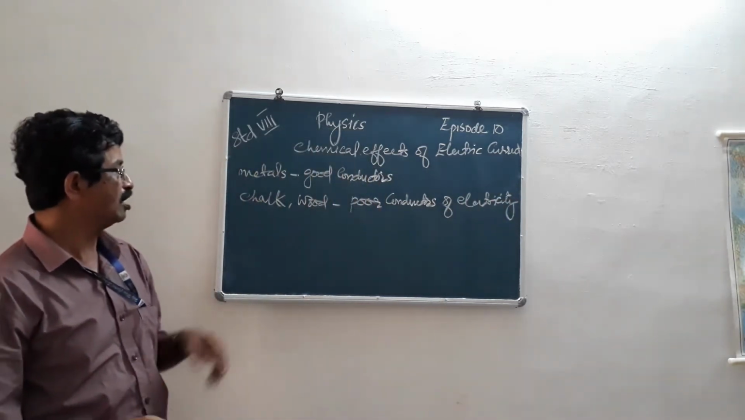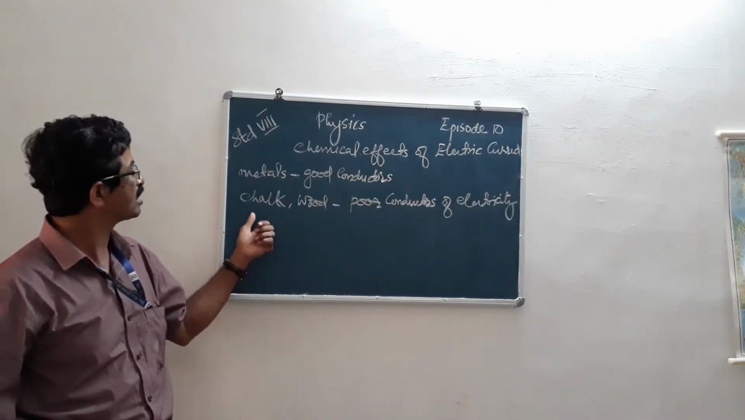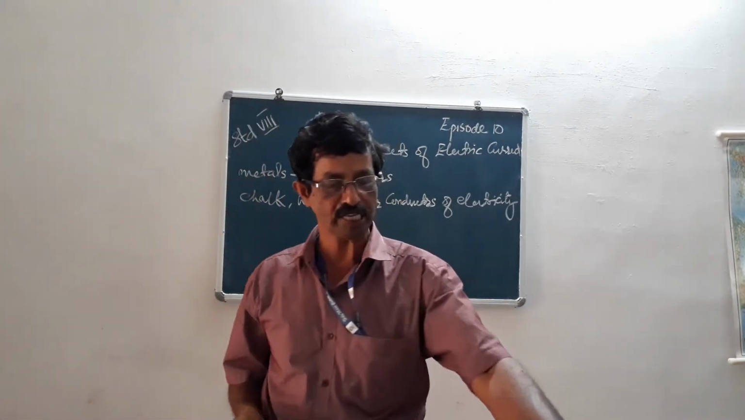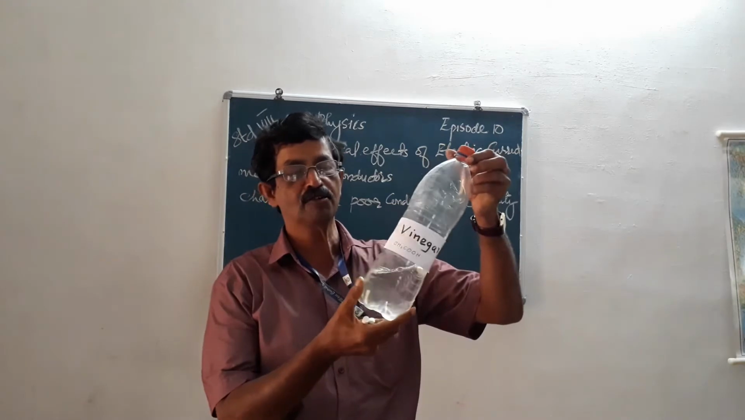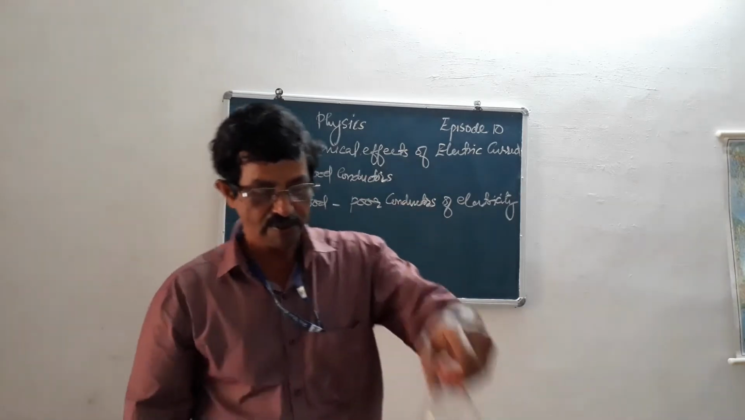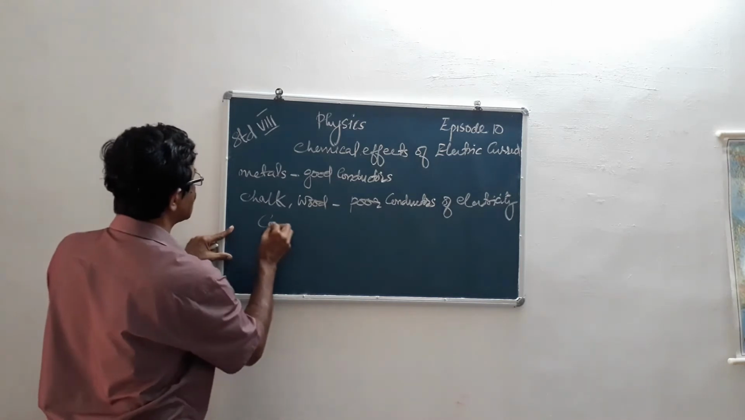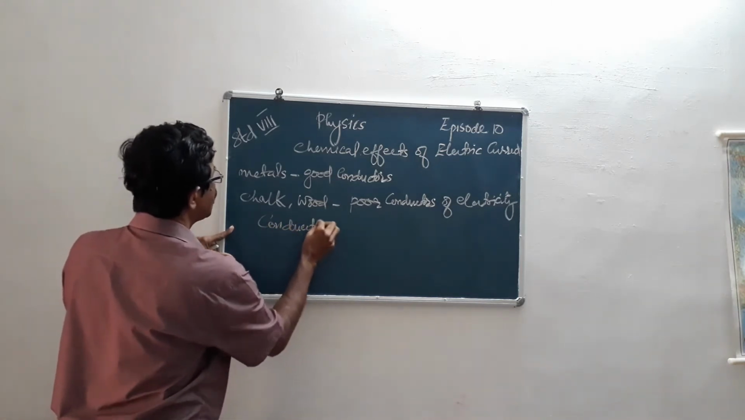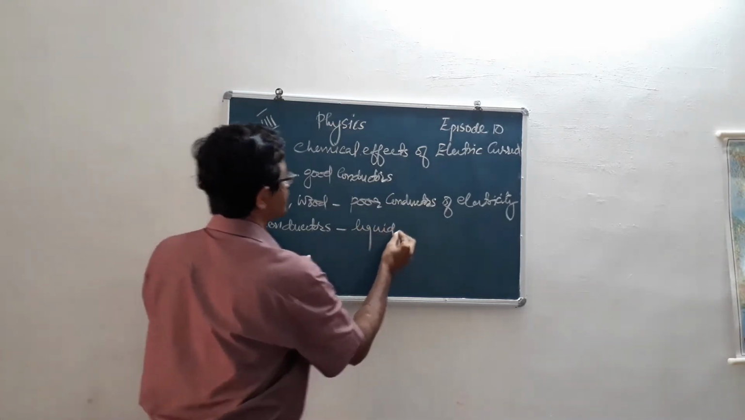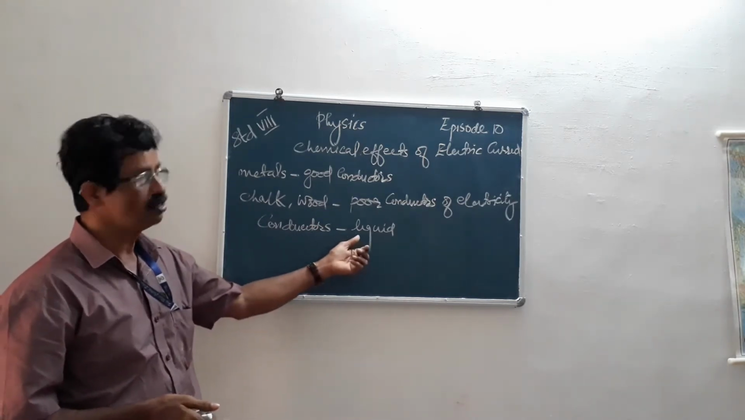Which are the good conductors? All the metals are good conductors of electricity, but substances like chalk, wood, plastic, etc. are poor conductors of electricity. Now see, this is a liquid taken, here it is given as vinegar. We want to know whether this type of liquid is also a conductor. Can liquids conduct electricity? That is what we want to know now.